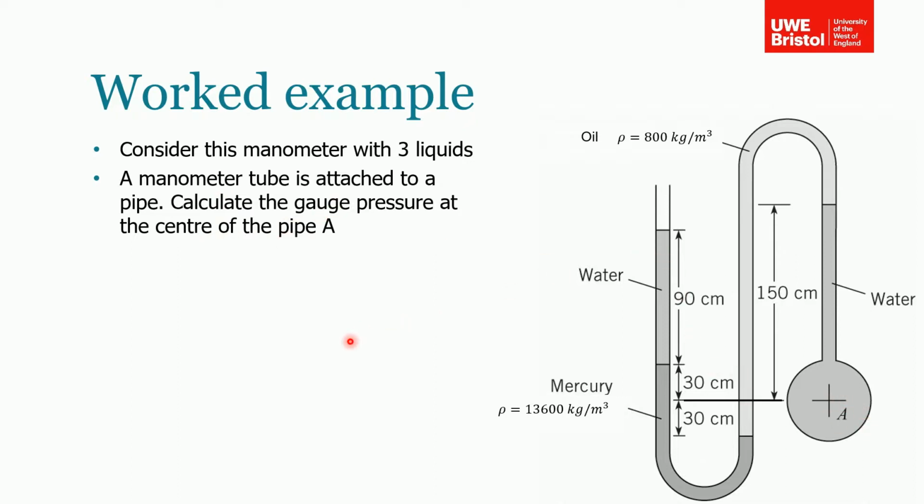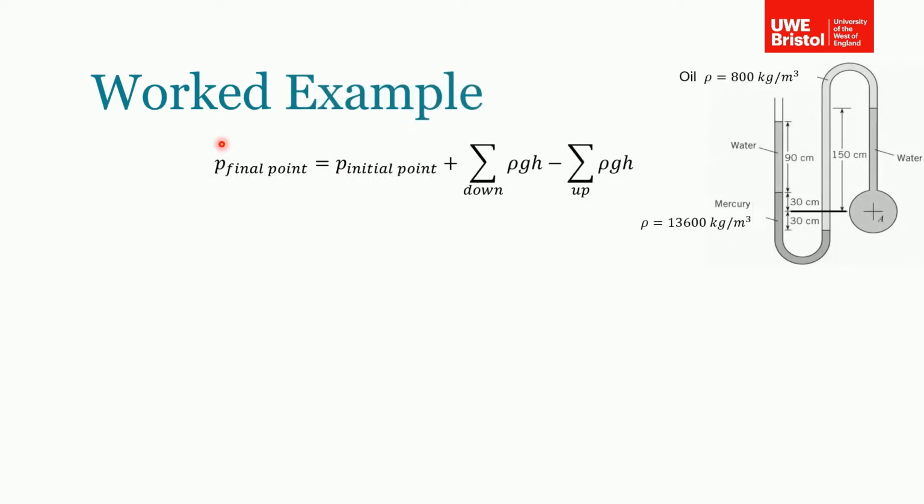Okay, so as you can see, this is a bit more complex, but once we break it down, it'll be simple enough. And the way that we do that is with the chain rule that I talked about in the lecture. So just to remind you, if you want to work out the pressure at your final point, then it is the pressure at your initial point plus the sum of your down hydrostatic pressures minus the sum of your up hydrostatic pressures.